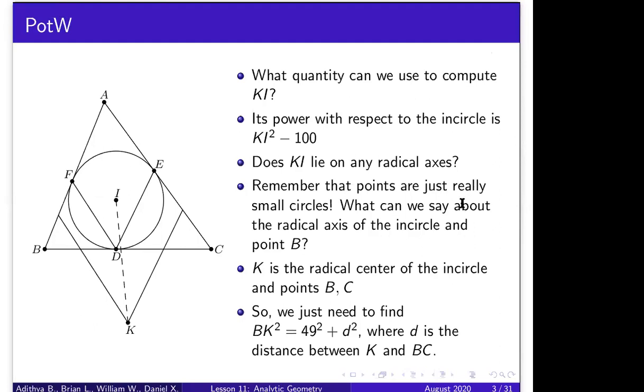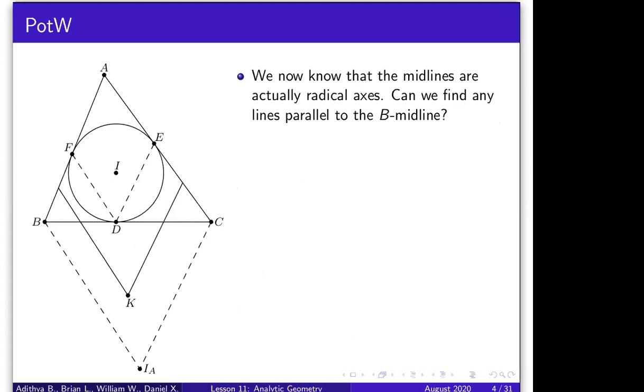Okay, so let's move on. Now we just need to find the distance D. So how can we do this? First of all, note that besides the fact that they're radical axes, we haven't actually used much about the midlines. In fact, there's another very nice property about them. In particular, can anybody spot any lines which are parallel to the midlines? In particular, the B midline, for example.